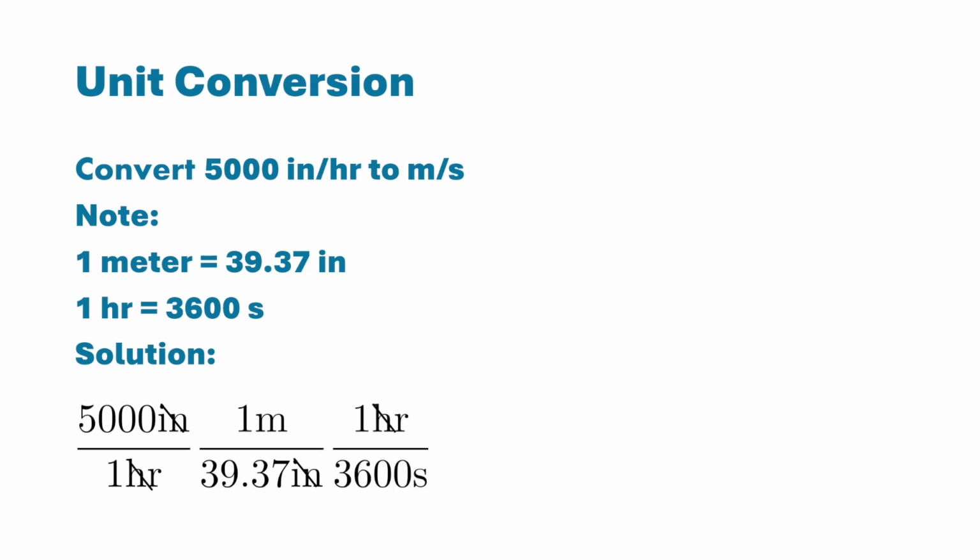And then next thing we're going to multiply. We want to get it into seconds, so we're going to multiply by 1 hour divided by 3,600 seconds. And now the hours cancel out, and we can just multiply everything across, and we get 0.035 meters a second. And hopefully you got that same answer.